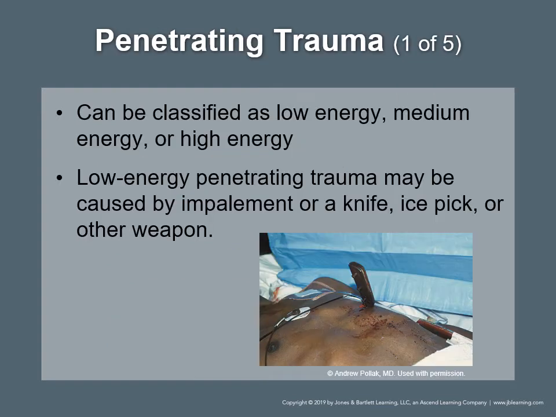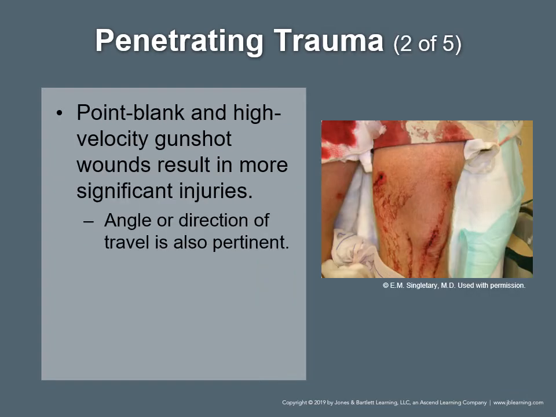Penetrating trauma. This can be classified as low energy, medium energy, or high energy. Low energy penetrating trauma may be caused accidentally by impalement or intentionally by a knife, ice pick, or other weapon. Point-blank and high-velocity gunshot wounds result in more significant injuries. Angle or direction of travel is also pertinent. In gunshot wounds, the internal organs that are injured may have no relationship to the entrance wound and the exit wound.